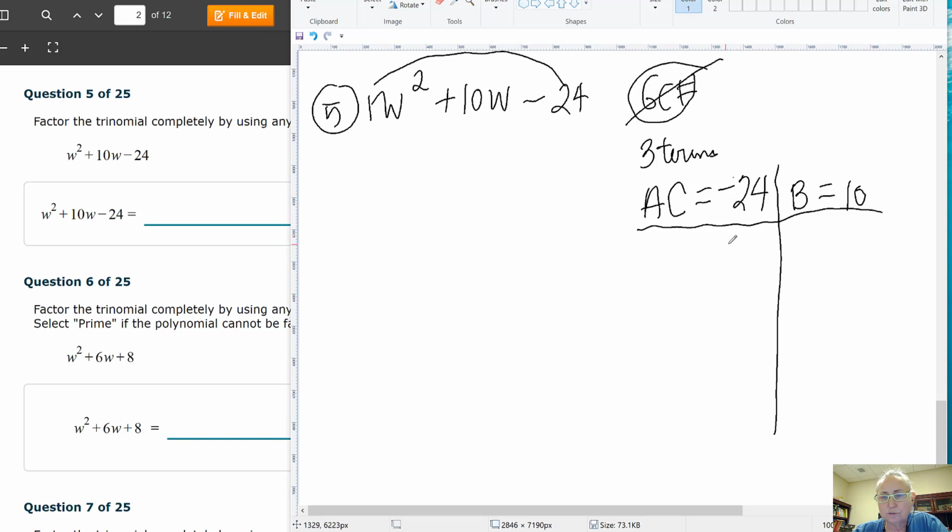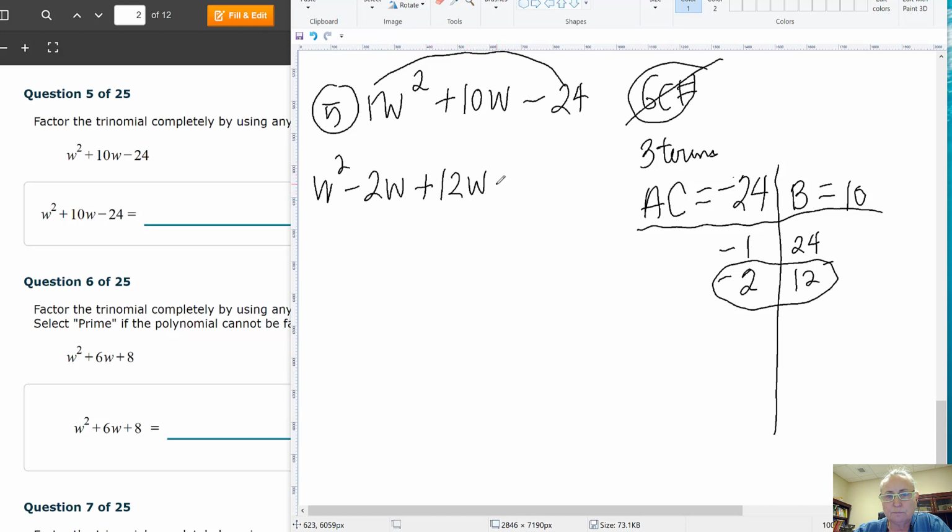So I'm looking for factors of -24 that will add to +10. Now you may notice them immediately, but if you don't, just start -1 times 24, -2 times 12, and there it is. Look, -2 plus 12 gives me 10. So W squared minus 2W plus 12W minus 24. Again, this is splitting it back like when we did the O and the I of the FOIL rule, the outer and the inner. Group these two, drop this sign, group these two.